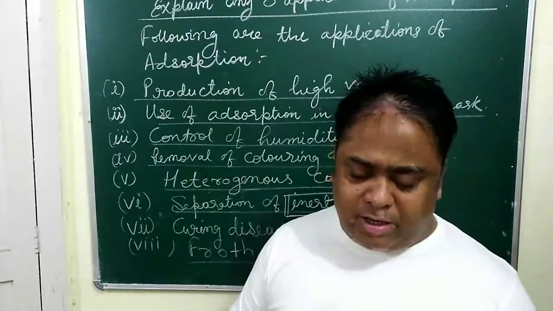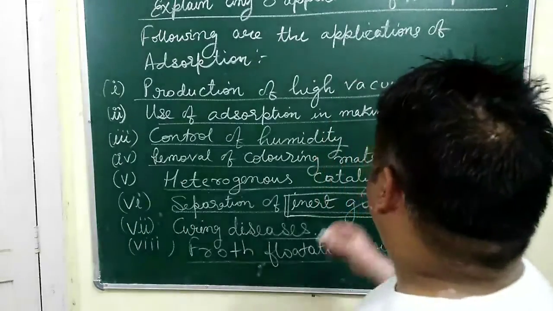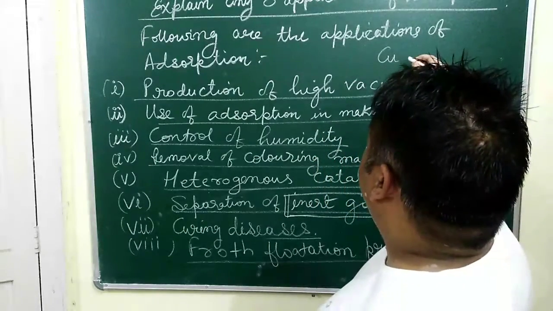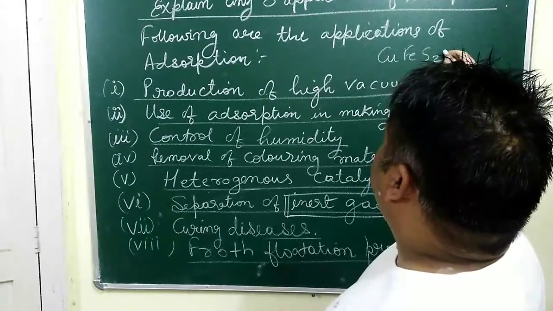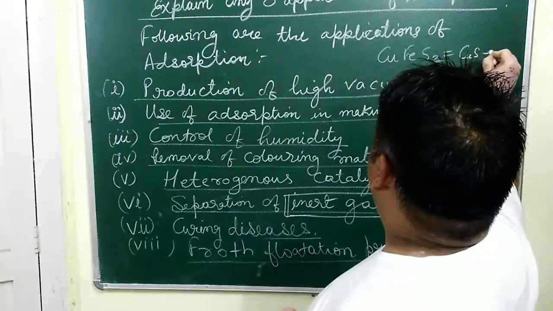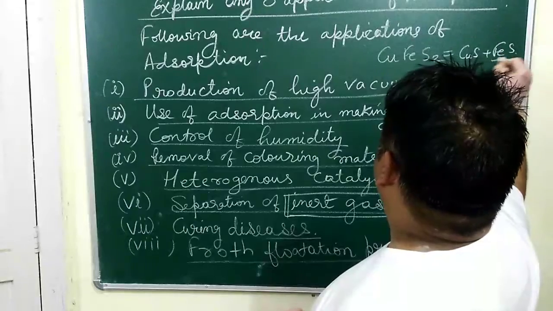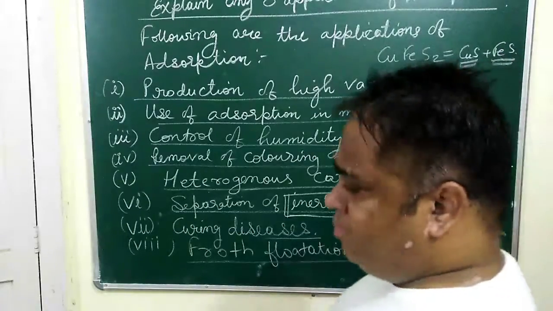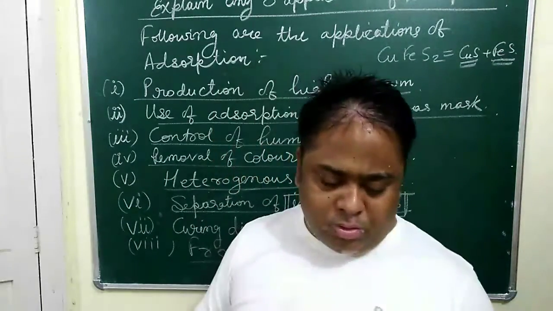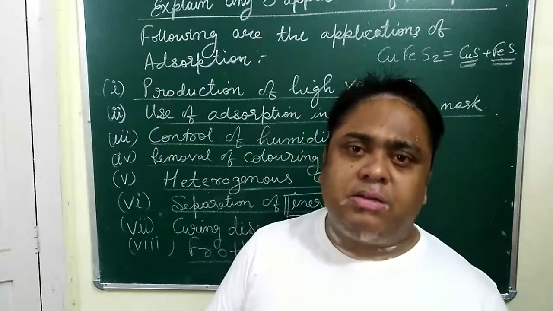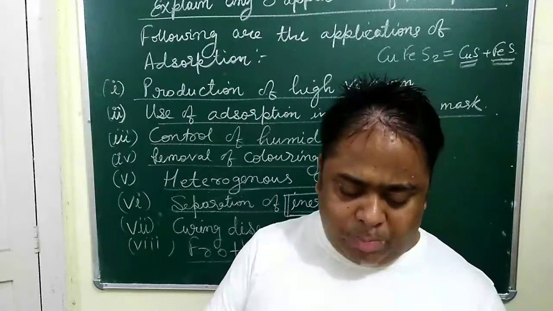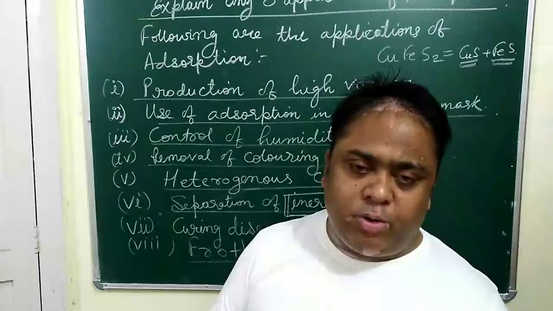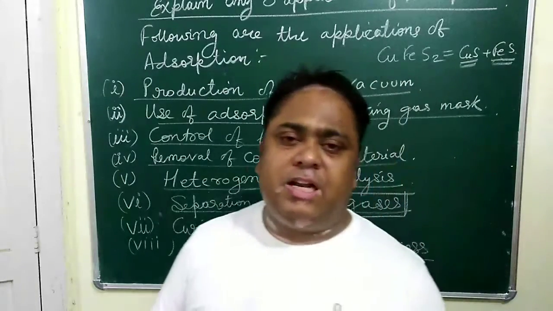What does copper sulfide contain? Copper sulfide contains Cu. It is in the form of CuFeS2. This CuFeS2 is nothing but CuS plus FeS. Now, together they are known as copper ore. This copper ore is a sulfide ore. It is available in nature in the form of sulfide ore.